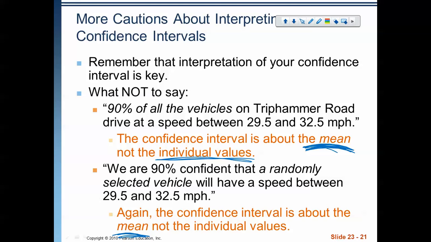We might get something really far outside of this because maybe somebody's going like 40 miles an hour. It's not a 90% chance that we'll get somebody within that interval. The confidence interval is telling us about the mean, not the individual values.